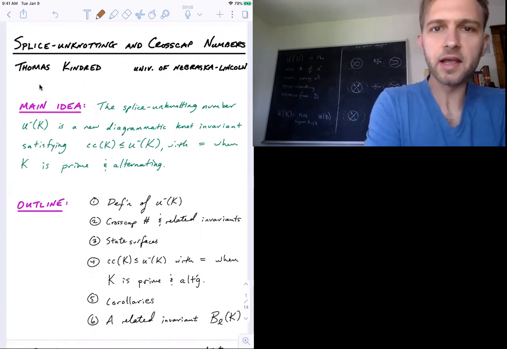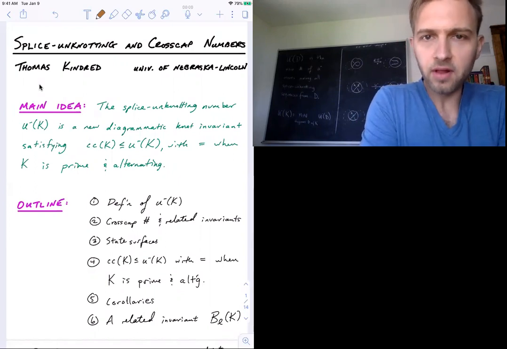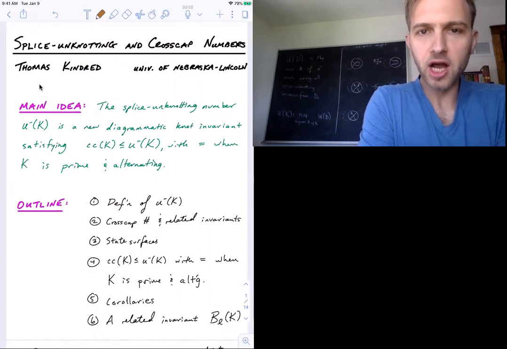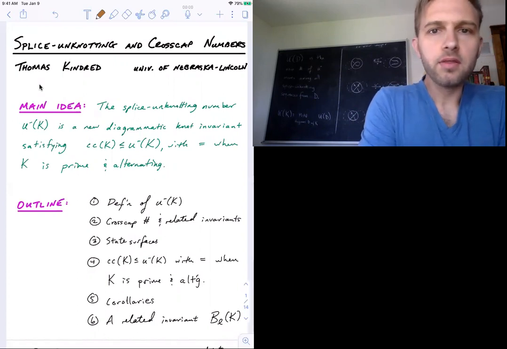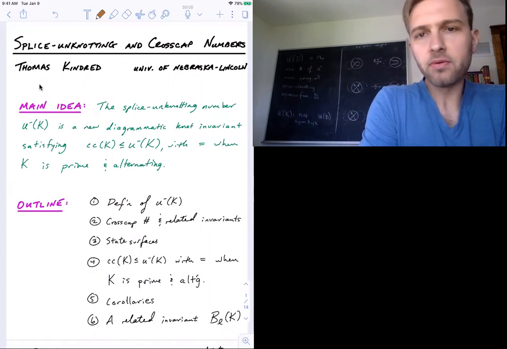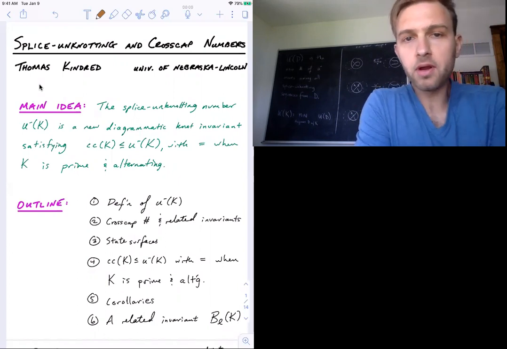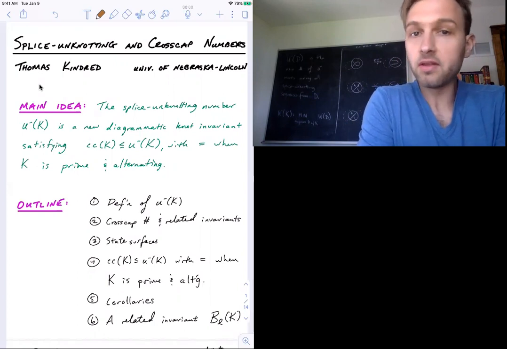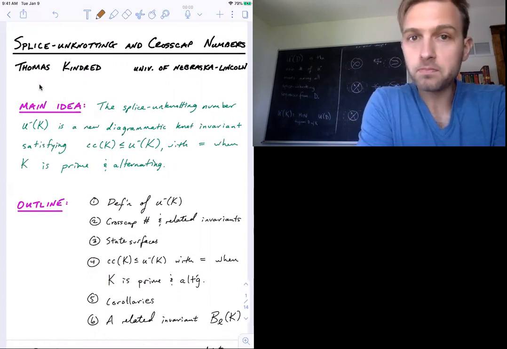I'd like to tell you today about a new invariant developed by Ito and Takimura called the splice-unknotting number of a knot. This invariant in general provides an upper bound for the crosscap number, and in the alternating case for prime knots, the crosscap number and the splice-unknotting number are equal.